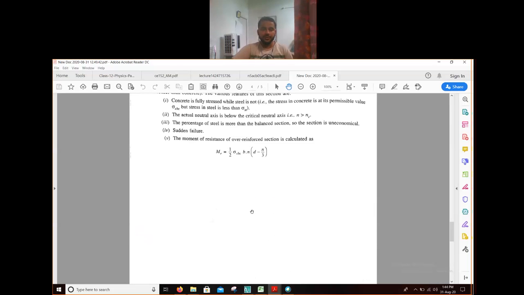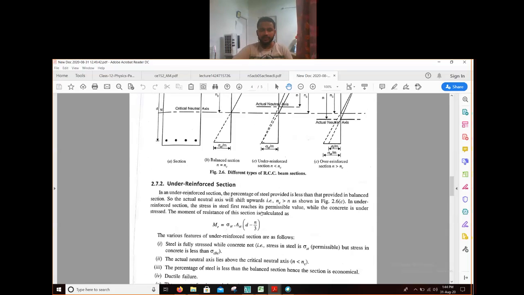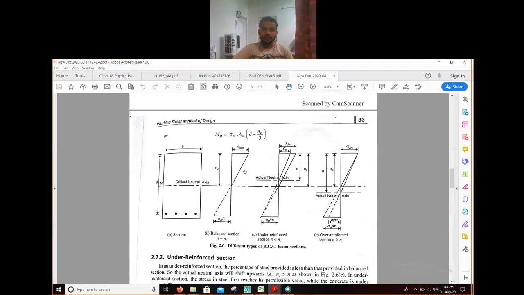You can see this figure. All of you, please try to understand this figure. This is our section. This is the width of the beam. This is the effective depth. These are the reinforcements we have. This is the critical neutral axis.